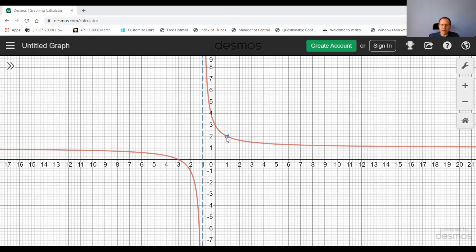And how do you know that there's a hole? Because those two factors cancel. So whenever you can cancel a factor, so x equals 1 made both the numerator and denominator 0, therefore there was a hole there. So it's undefined there, but it doesn't lead to a vertical asymptote. Okay.